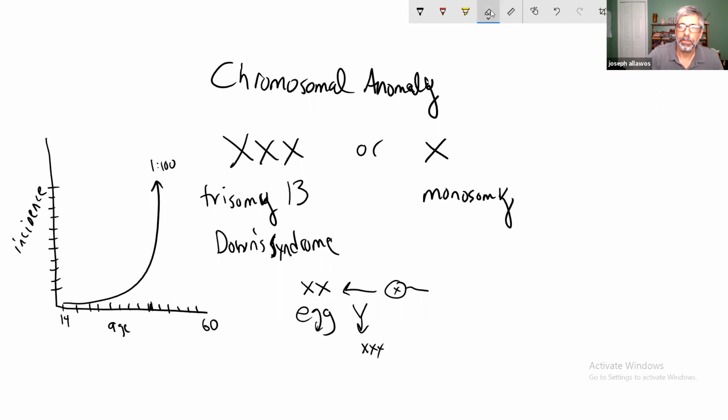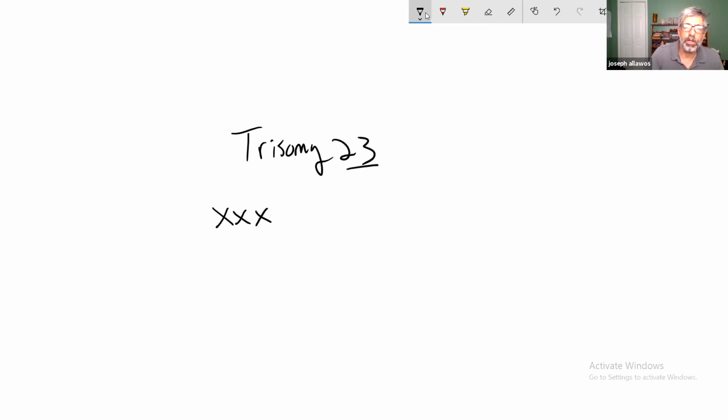Let's get rid of all this for now. Another example of a trisomy event is very interesting, and it's trisomy 23. Now, why would this be interesting? Well, what's special about the 23rd chromosome is it is the sex chromosome, right? And so that means that this controls the sex or determines the sex of the offspring.